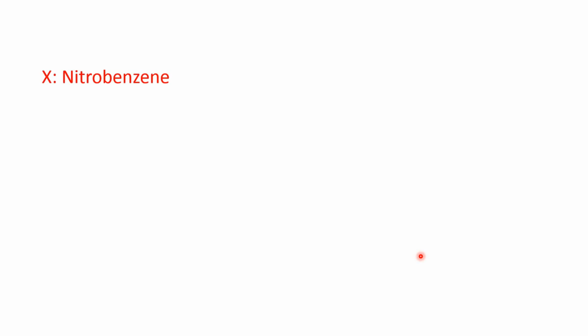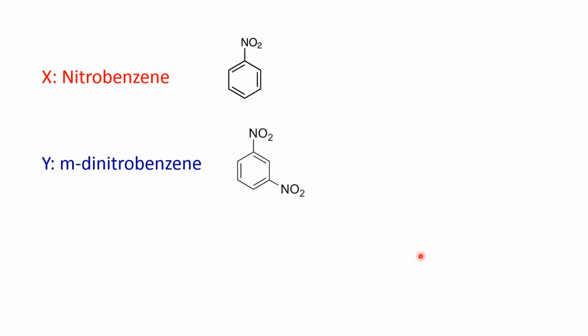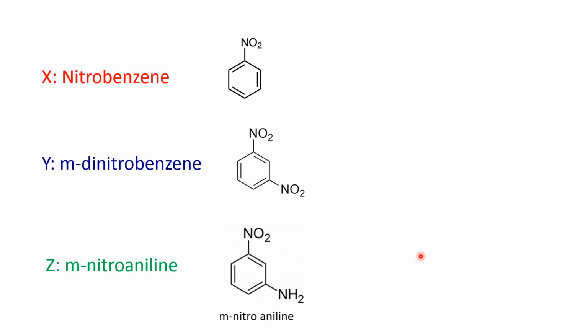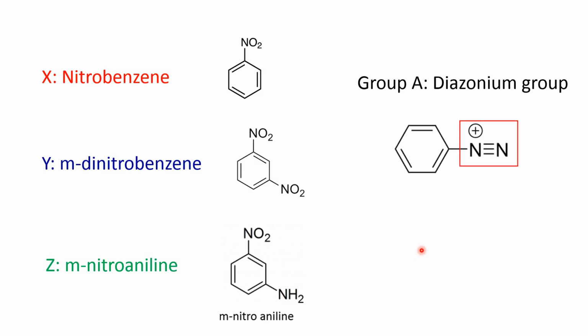Now we have come to the last part. We will see what our X is. As we assumed, all the clues given in the riddle supported that X is nitrobenzene, and then Y is meta-dinitrobenzene, which we have already seen, and then what is Z? Z is meta-nitroaniline, this one, and what is our group A? Group A is the diazonium group or diazonium cation, N+≡N. So this is all about our discussion of this video number 55. Thank you.